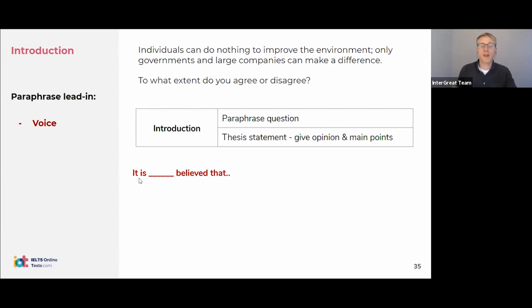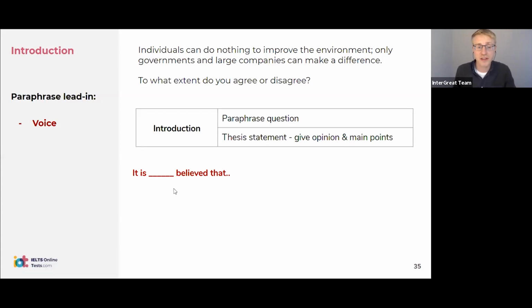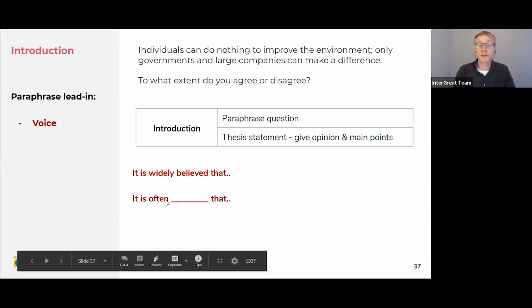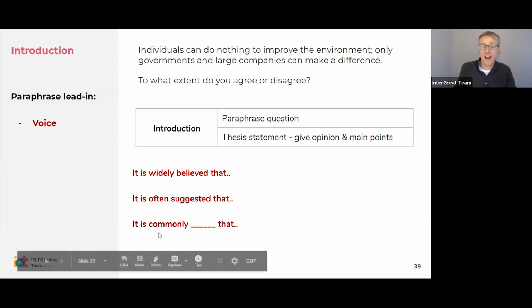This way, I've said, it is believed that. Okay, this is much more academic. Very good, Alexis. Widely believed, often believed, commonly believed. These are all good adverbs to use for these opinion statements. So here I've said it is widely believed that, okay? To introduce a general opinion and introduce the topic. Another verb we could use, it is often, very good, Ronak, argued, yep. Excellent. Here I've said suggested. And you've guessed it already, it is commonly argued that, okay?